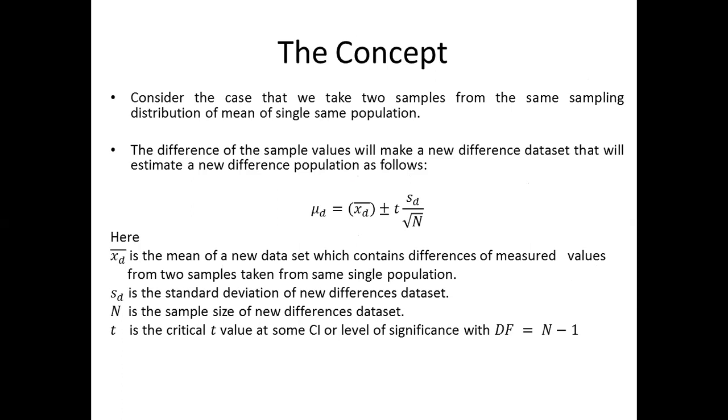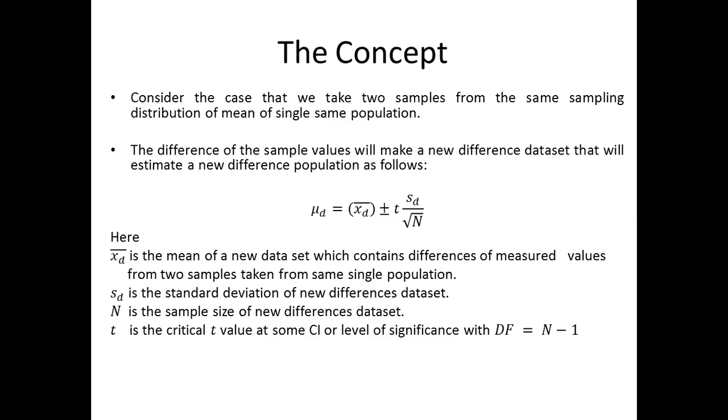What happens when we have two samples taken from the same population? Consider the case that we take two samples from the same sampling distribution of mean of a single same population. The difference of the sample values. So what we do here is take the difference of the sample values, and this will give us a new difference data set. We call this a difference data set.